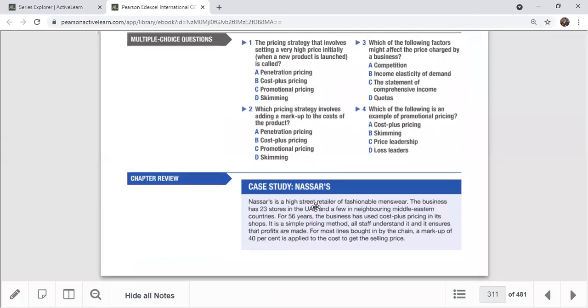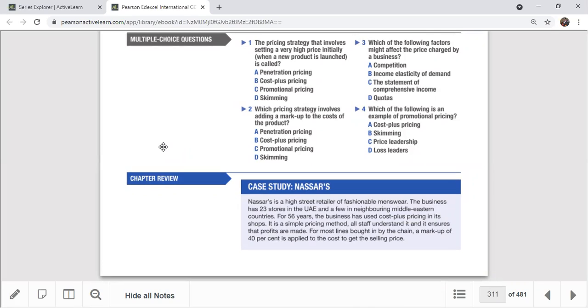Okay, let's go to the Chapter A questions. Nassar is a high street retailer of fashionable menswear. You can see that even in GCSE papers this kind of question comes up, a case study of a large business. The recent paper is about a fashion wear business.